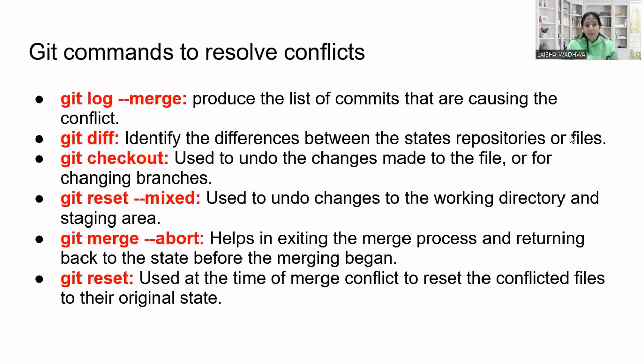Then another option that you get with the git reset command is git reset --mixed. It is basically used to undo any changes to the working directory and the staging area. We do not want to do a complete reset, but only from the staging area. Then sometimes the merge conflicts can be huge in number. And in case you want to exit the merge process and return back to a state before the merging began, you can just abort it. And these are some of the commands that we will be using. So let's get to it.